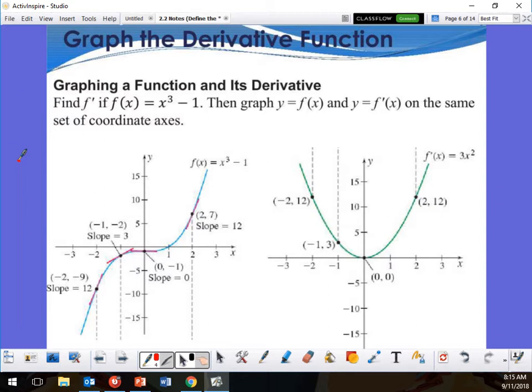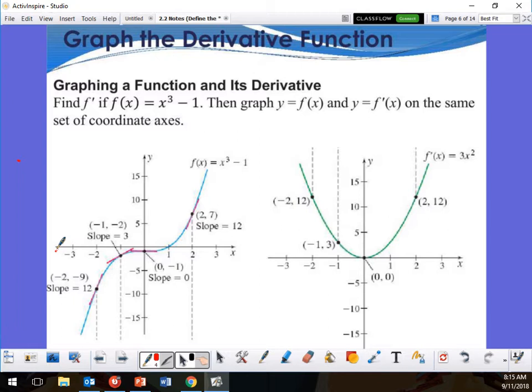Find f prime if f of x equals x cubed minus 1. We did this one yesterday, and we were talking about this in depth about the graphs. Because this is an x cubed, when I go through and do my derivatives, I lose a power every time. I lose one of the degrees every single time. So if my function is x to the third, my derivative is going to be x squared. And that's what we ended up getting.